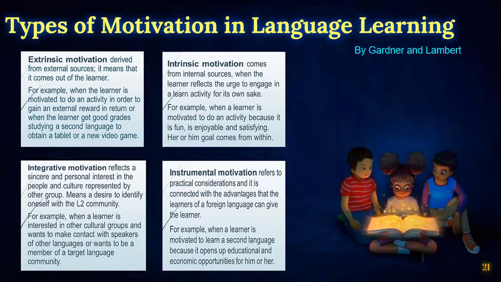We saw, and now I'm going to present the types of motivation in language learning by Gardner and Lambert. We saw the extrinsic motivation derived from external resources, that means that it comes from outside the learner. For example, when the learner is motivated to do an activity in order to gain an external reward in return, or when the learner gets good grades studying a second language to obtain a tablet or a new video game.